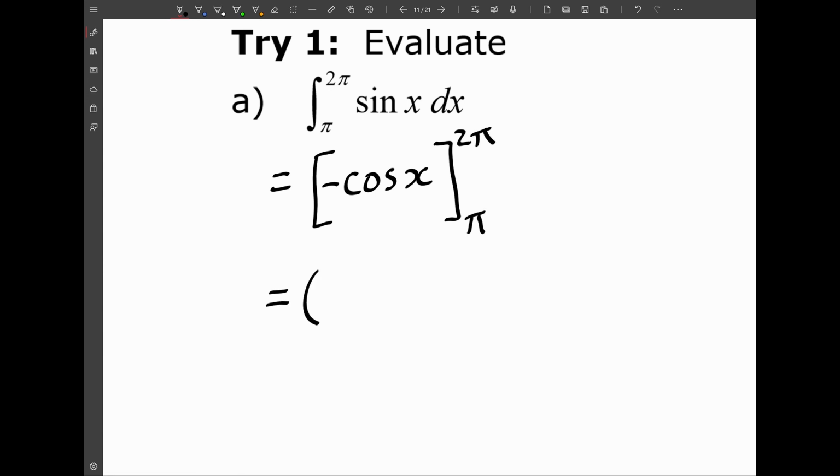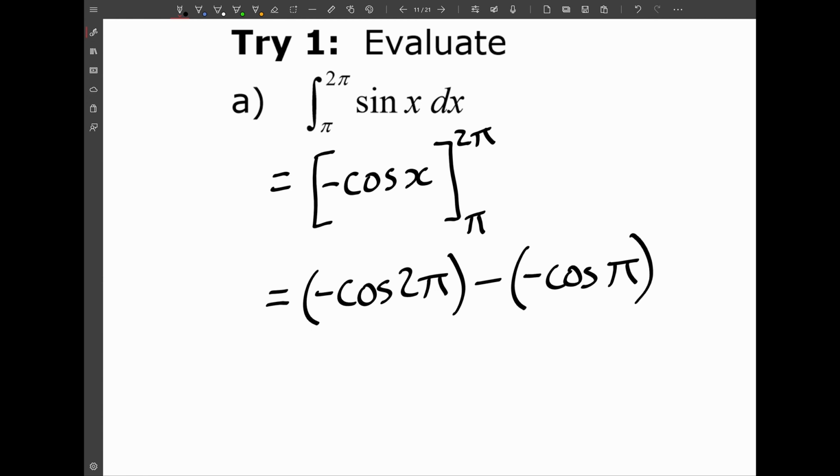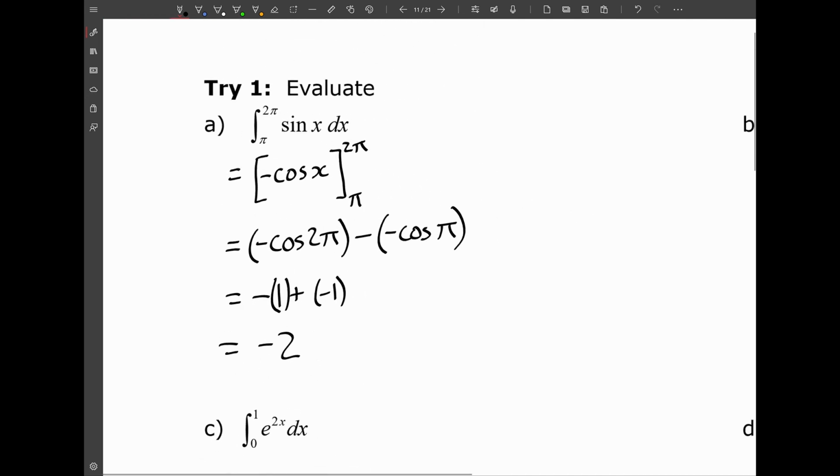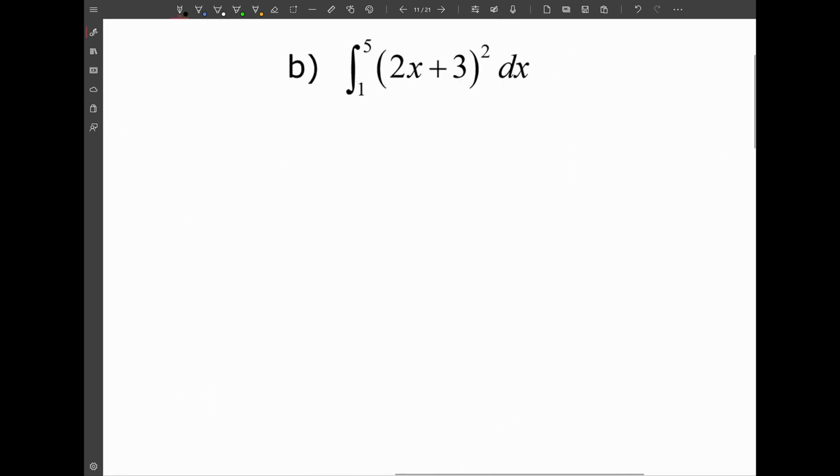That means what I'm dealing with here is negative cosine of 2 pi minus negative cosine of pi, which gives me, well, cosine of 2 pi is going to be 1, so this is negative 1, and negative negative is positive, cosine of pi is negative 1, and what I get, negative 1 plus negative 1 is negative 2. So the answer to this integral is negative 2. B.